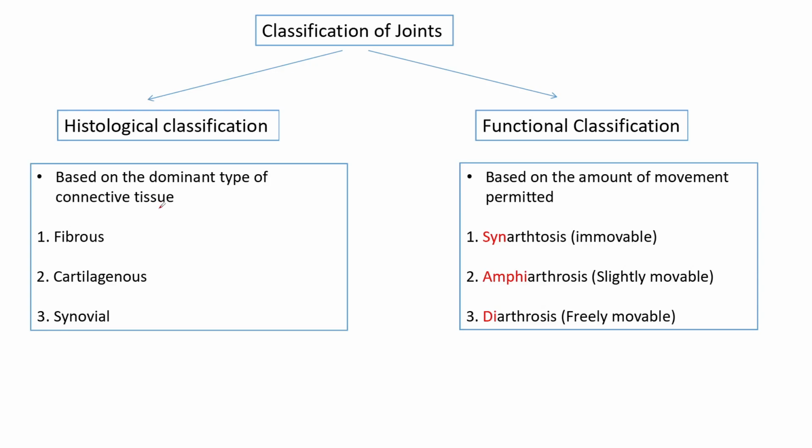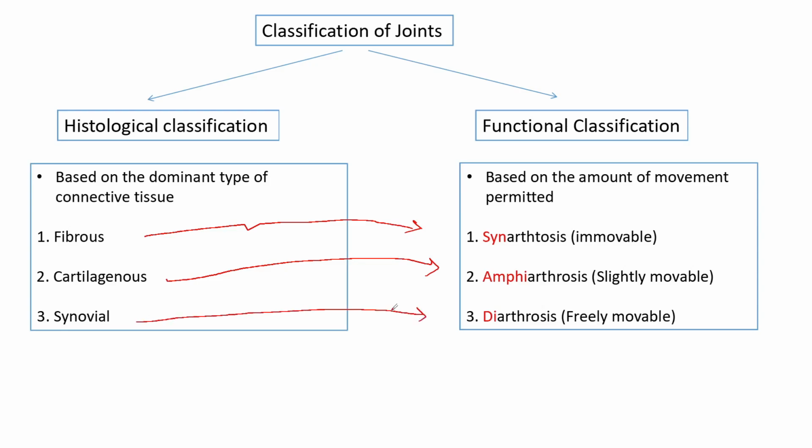Now, usually the fibrous joints will be a synarthrosis, a cartilaginous joint will be an amphiarthrosis, and a synovial joint will be a diarthrosis. However, there are some exceptions which we will see later.